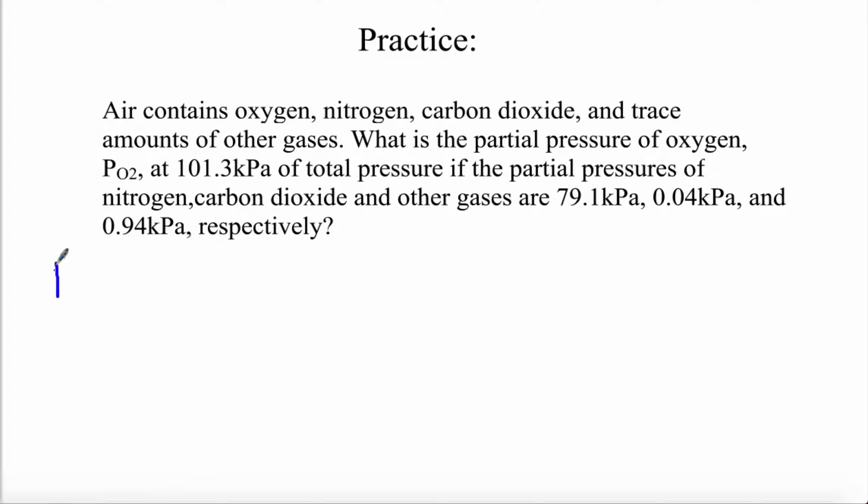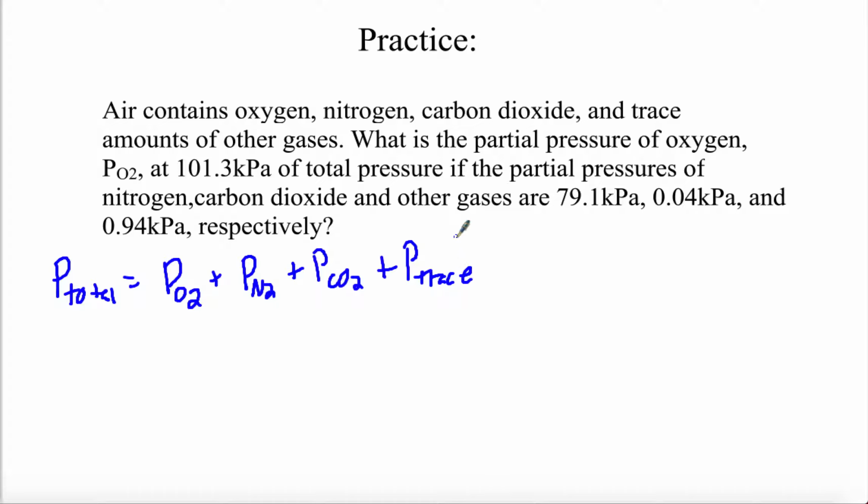Knowing that the total pressure, P total, is equal to the sum of the individual partial pressures, in this case it's going to equal the partial pressure of oxygen plus the partial pressure of nitrogen plus the partial pressure of carbon dioxide and the partial pressure of the trace gases here. Okay, we can figure out the partial pressure of oxygen. We know the total pressure is 101.3 kPa. That's going to equal the partial pressure of oxygen.